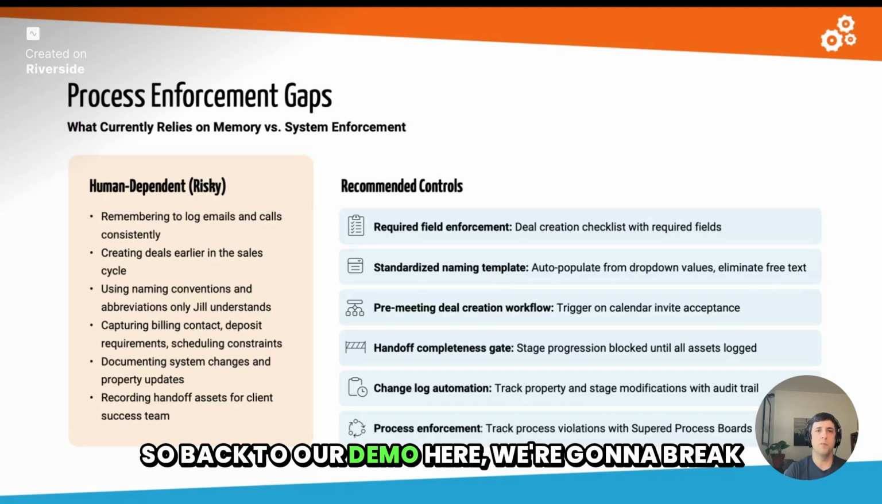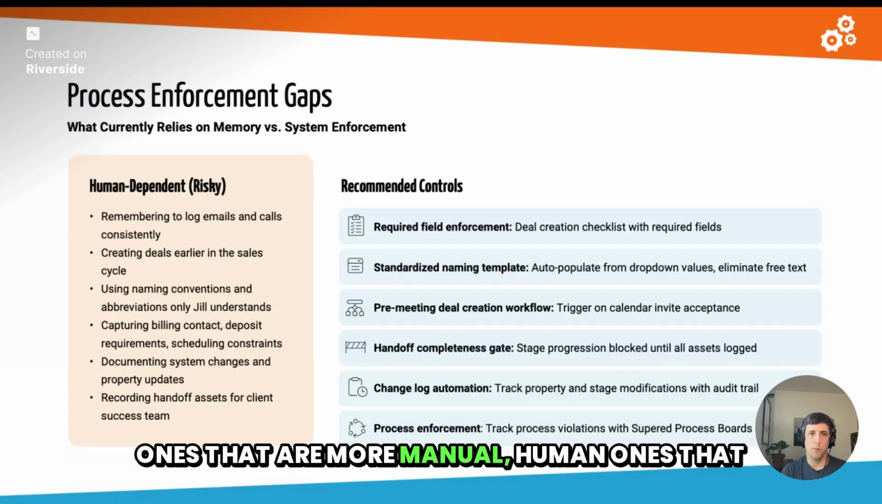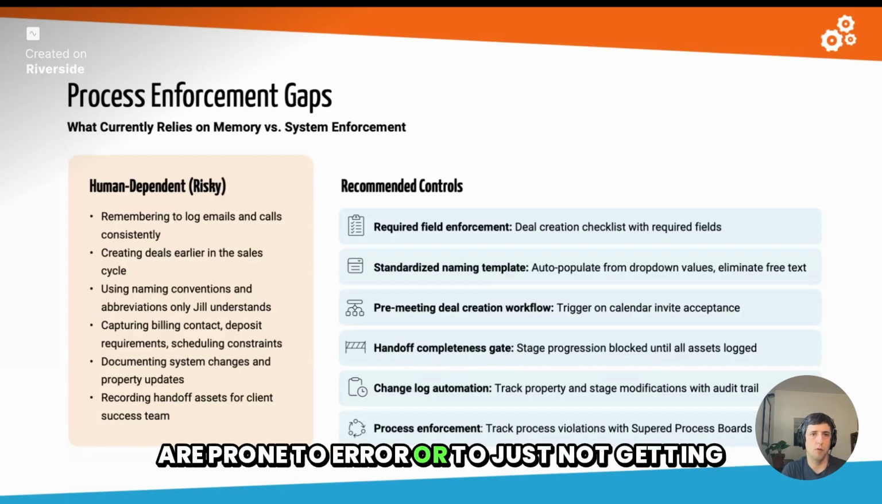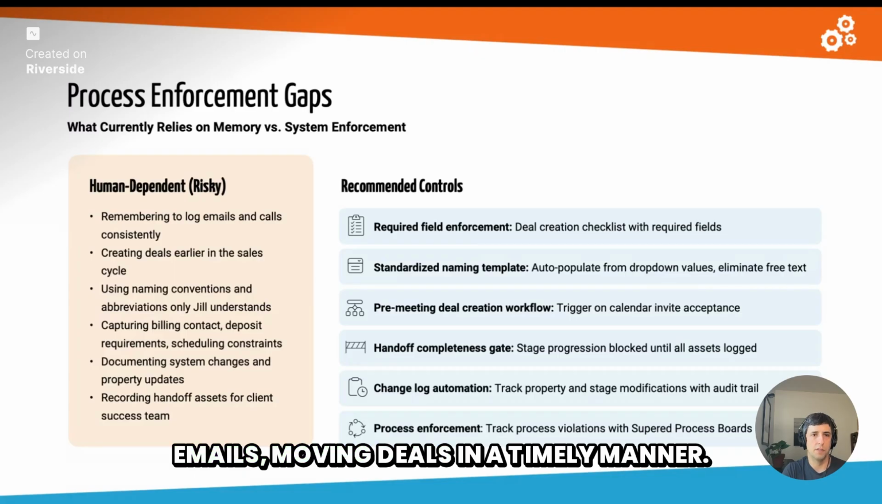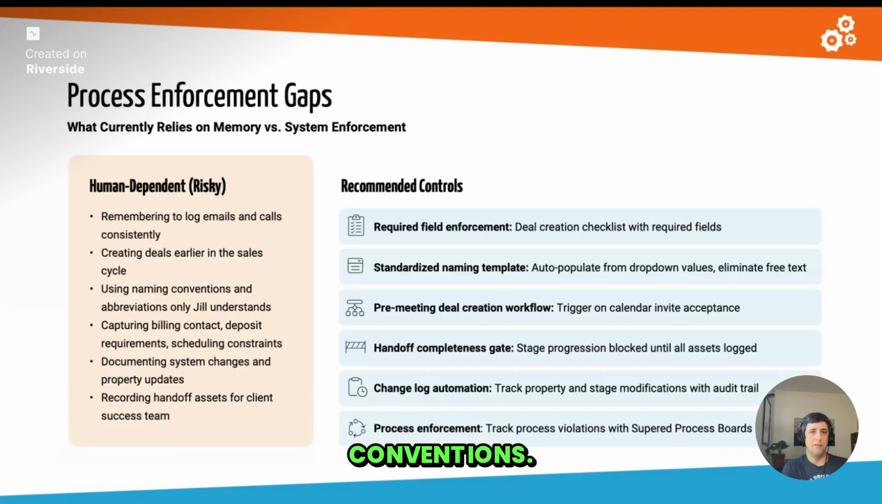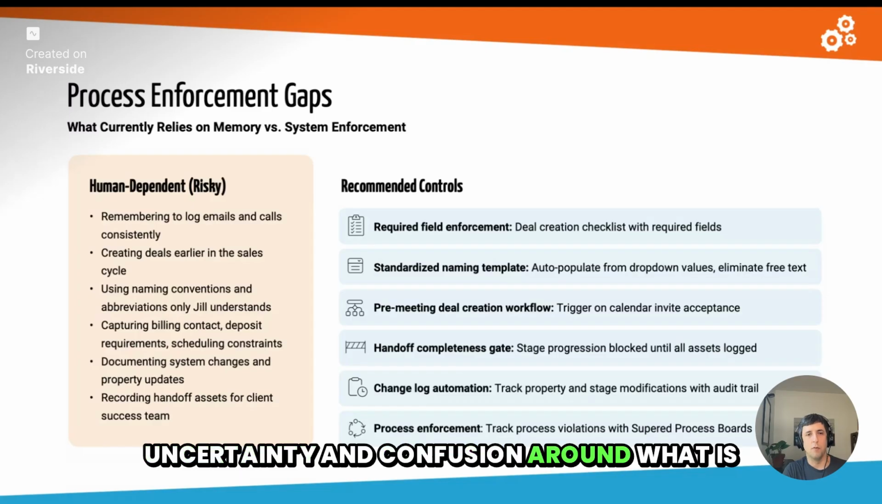So back to our demo here, we're going to break down the riskiest processes, and these are ones that are more manual, human ones that are prone to error or to just not getting logged at all, like calls, emails, moving deals in a timely manner. Big one that we see a lot is just naming conventions. Seems like a minor thing, but when they don't get used regularly, it creates uncertainty and confusion around what is what.